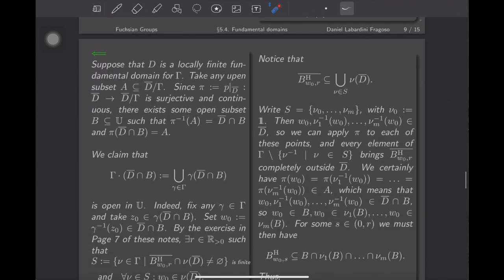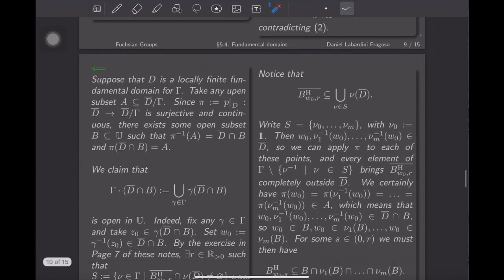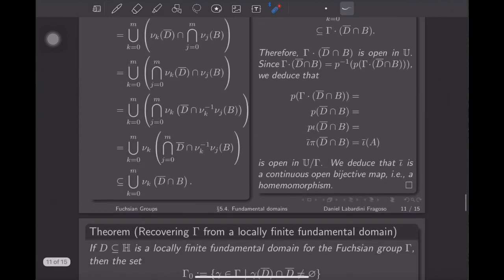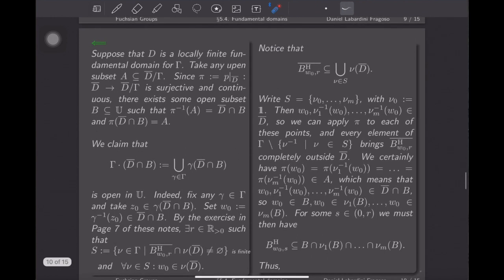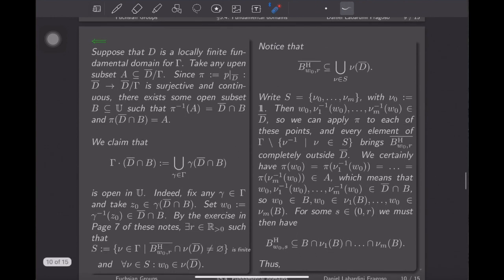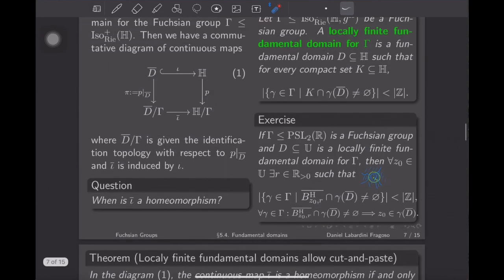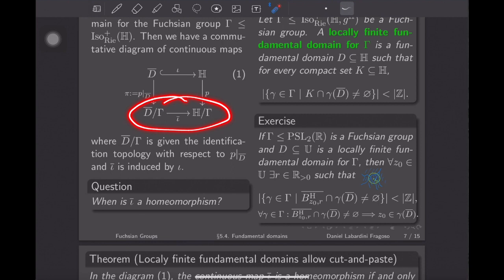So let's try to see the other direction. The other direction is a bit less cumbersome. Suppose D is locally finite, and take any open. I mean, I want to see that this is a homeomorphism, right? What I already know is that it is continuous and bijective.